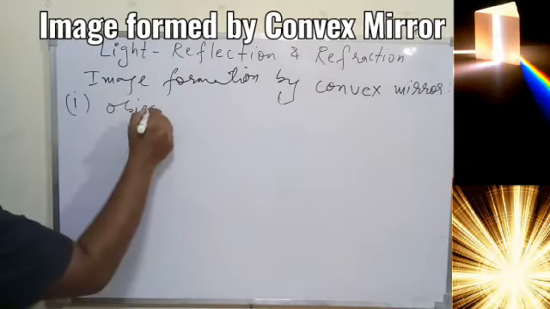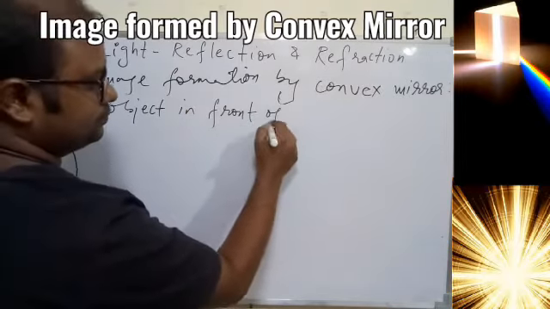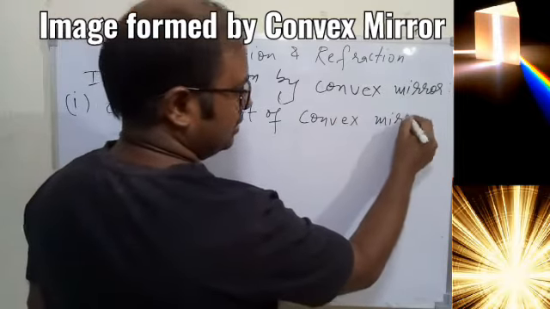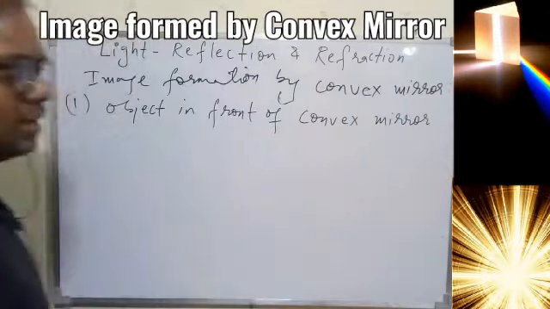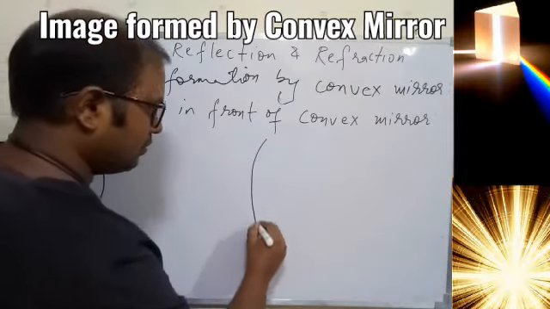So very first, object in front of convex mirror. Let's understand why we'll just have two cases. So automatically you'll understand what I mean.